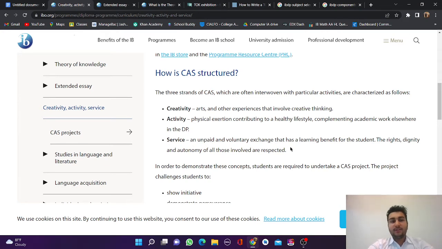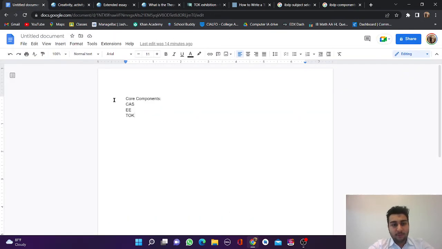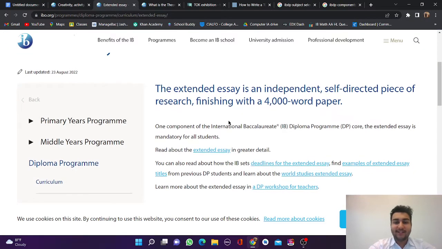However, it is not as important as it is said. A few CAS activities are more than enough, and it is better if you do more, but it is better if you focus more on extended essay and TOK. So let's move on to extended essay.